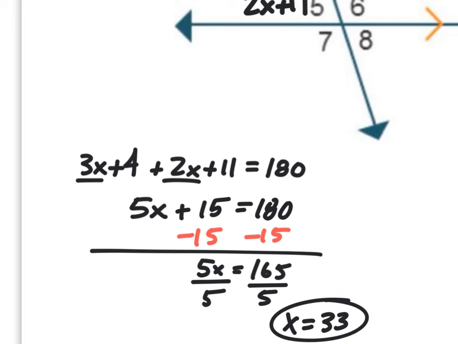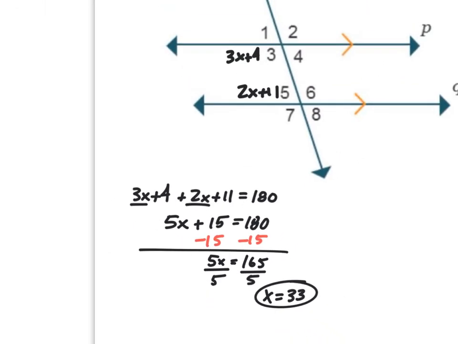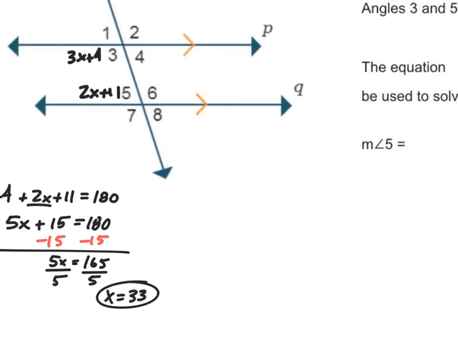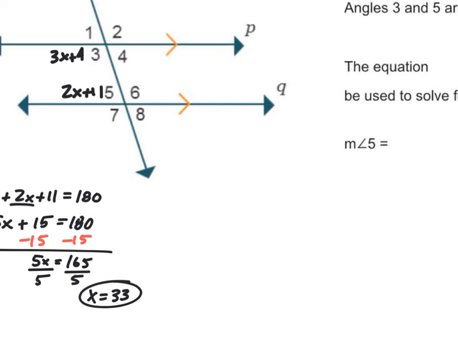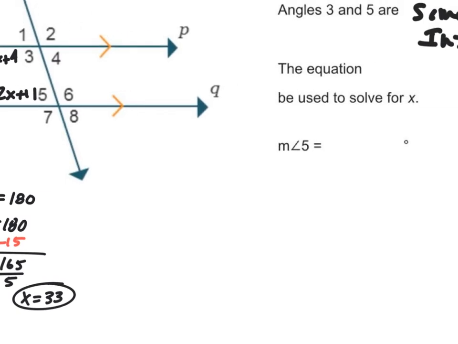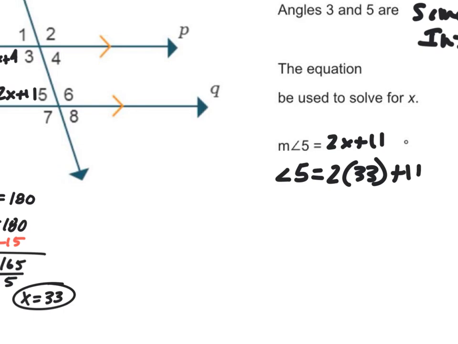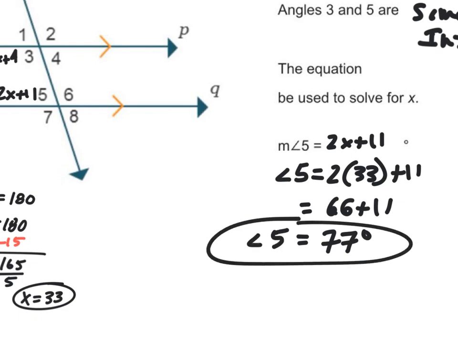Now if I want to find what angle 5 is, angle 5 had an expression value of 2x plus 11. To find what angle 5 was, I'm going to plug in 33 for x, so I get 2 times 33, and then plus 11. Then I get 66 plus 11, which gives me a total of 77 degrees. And so that's what I've got for that.